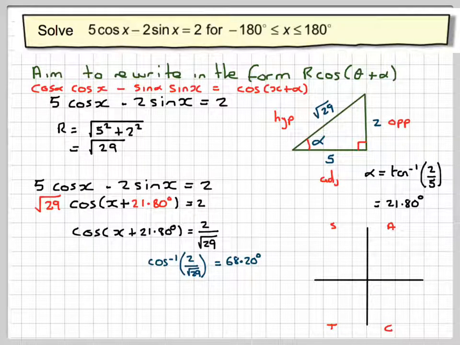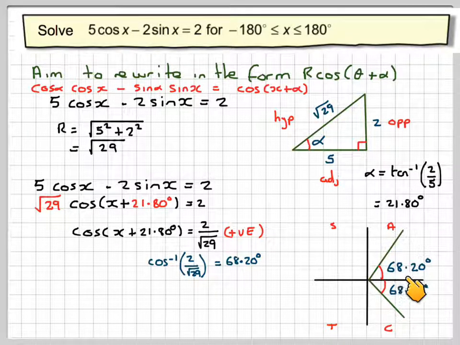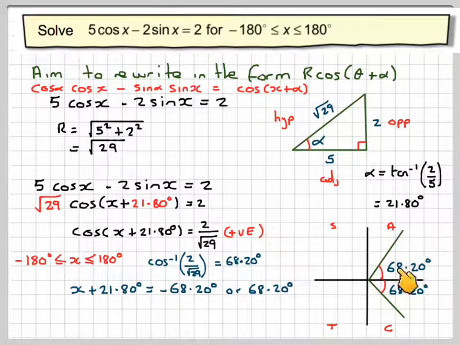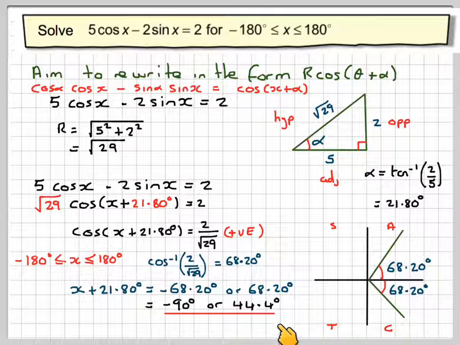Now draw our CAST diagram. We want to know where it is positive, so it's cosine positive in the first and the fourth quadrants. So we draw our angles in there at 68.20 and minus 68.20. Note that we're solving from minus 180 to 180. So x plus 21.8 will be minus 68.2 or 68.2. And then when we subtract 21.8, we're going to get minus 90 or 46.4 degrees.